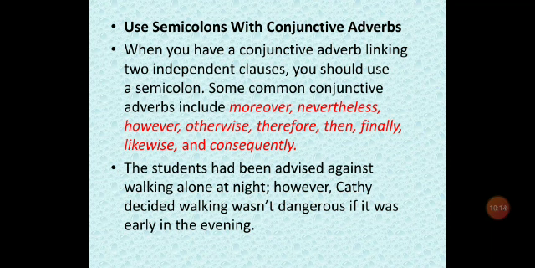Here is the example. The students had been advised against walking alone at night. So this is the first independent clause, and it is joined by using a conjunctive adverb, and that is however. Kathy decided walking was not dangerous if it was early in the evening. So we have used a semicolon here before the conjunctive adverb.